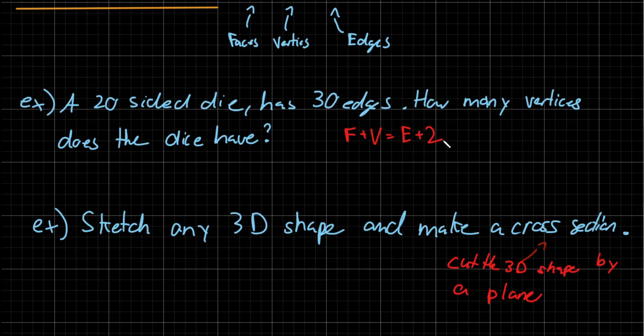How many faces did I have in the first one? 12. 20. How many faces? We're trying to solve for vertices. How many edges do I have? 30. You might want to write this in your notebook so you have it for later. Otherwise, pretty easy. Okay, then I get 20 plus V equals 32, minus 20 from both sides. I should have gotten V equals 12. So I have 12 vertices.